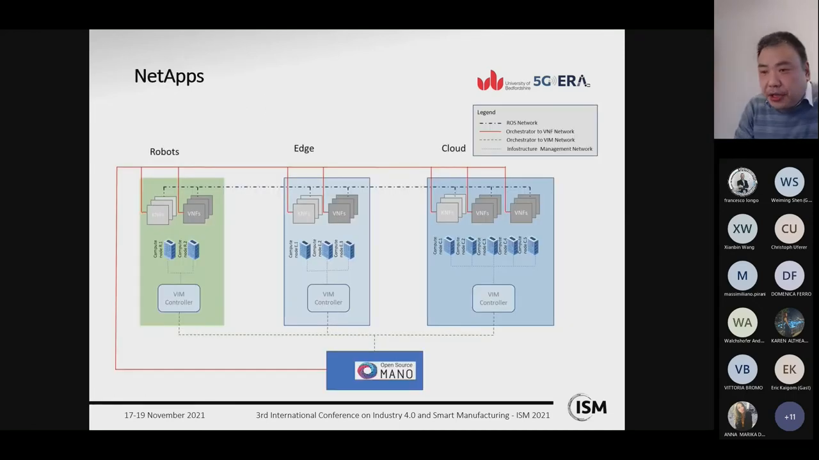This is illustrated in our NetApp to be built up in the project. You can see that in the center of the picture, we have open source MANO for resource orchestration. And then we have virtual infrastructure managers to be deployed in different kinds of settings: on robot, on edge, and on the cloud. And all of them will be helping us on deploying or dynamically configuring network functions.